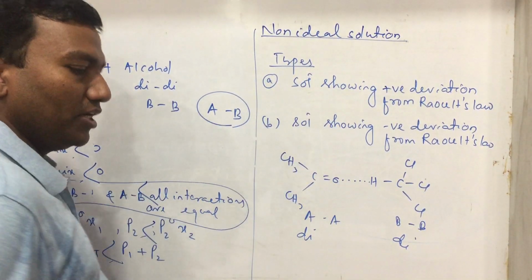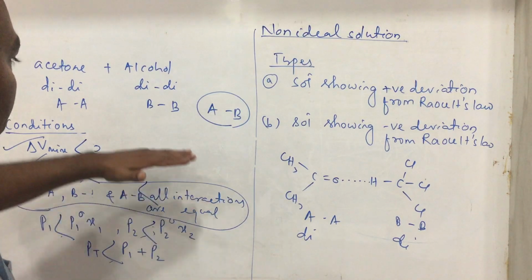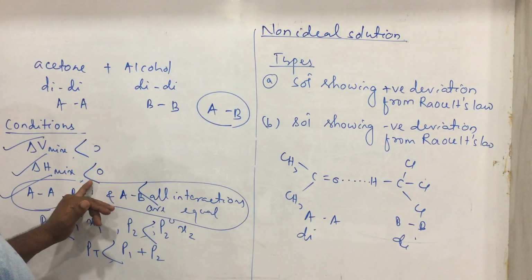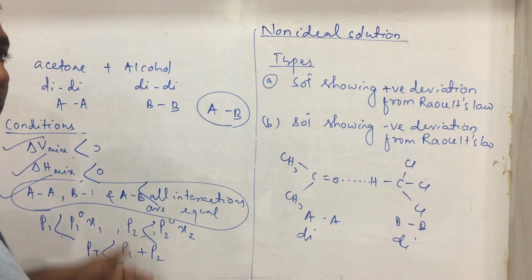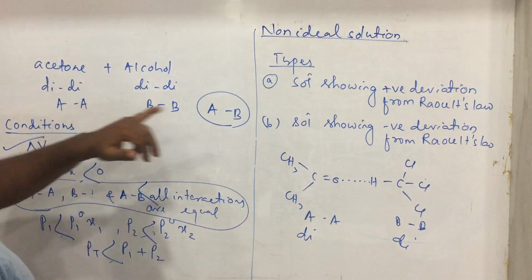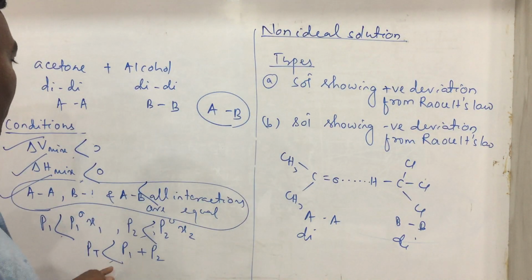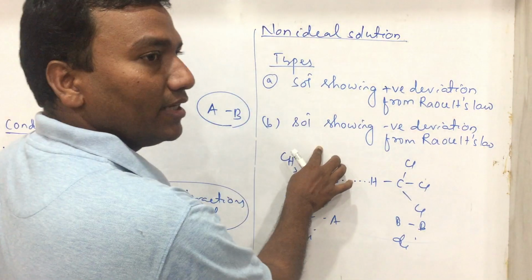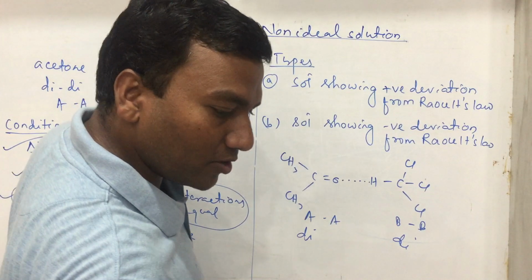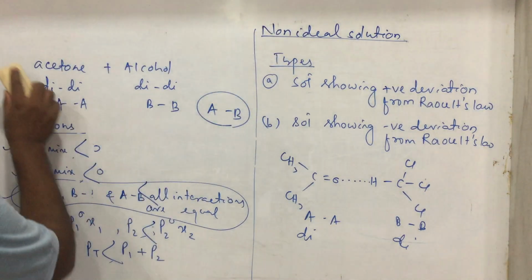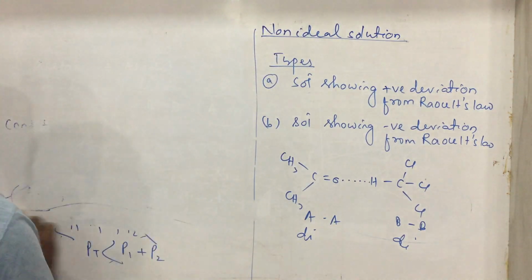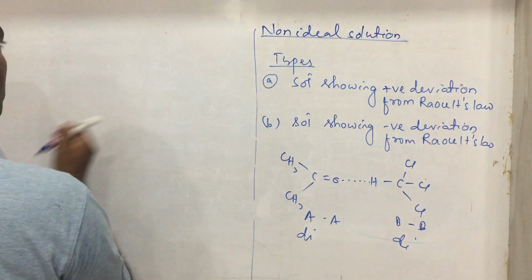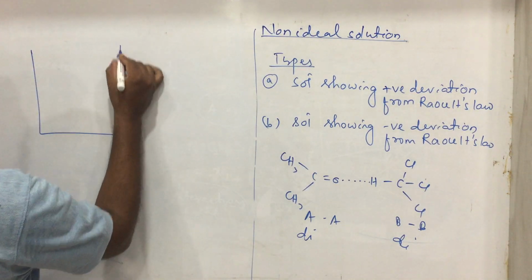So solution showing positive deviation means all are greater. Delta H mixture greater than 0 means endothermic. But in a negative deviation, all are negative. Clear? So both the solutions do not obey Raoult's law. If it does not obey Raoult's law, then what will be its graphical representation? You see the graphical representation. First is positive deviation from Raoult's law.